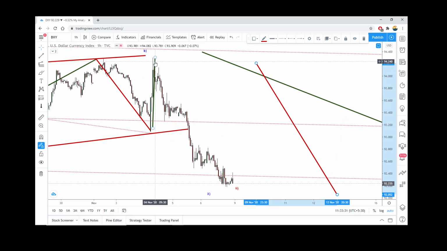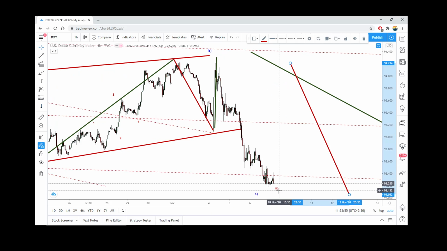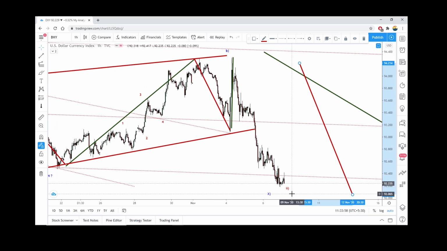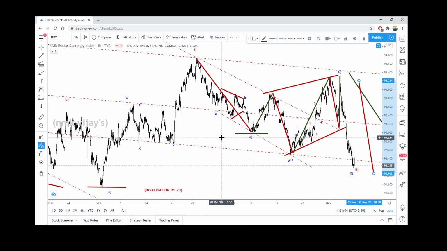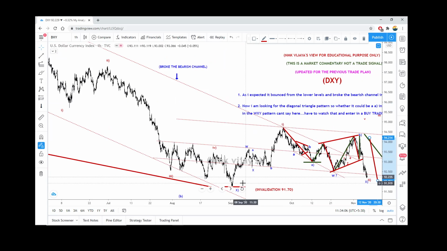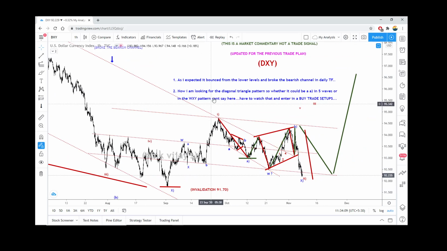In the 5-wave structure, if we keep the intermediate waves 1, 2, 3 and 4, it's looking like a triangle here, but I'm not sure about that. If it is not a triangle also, this is a 1, this is a 2, 3, 4 and 1, 2, 3, 4, 5, and for this one, this is a 2, so 3, one more low is also possible. So in that case, there is a lot of chances for making one more low to 92, but not to break that 91.7. If it breaks this, then my bullish scenario may be invalid.